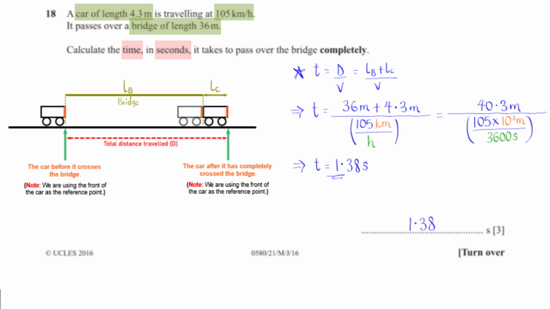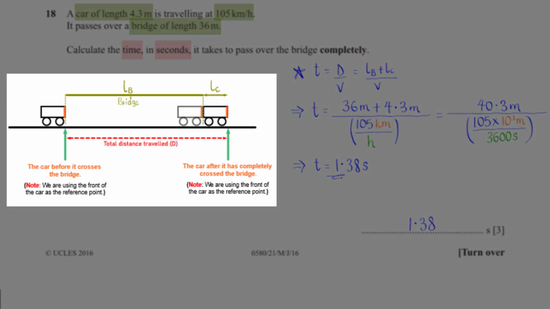So to better explain why this is the case, let's use a diagram. Let's try to visualize what is happening. Let's use the front of the car as a reference point. So this is the car before it crosses the bridge. After the car completely crossed the bridge, the front of the car is now at this new position. So that means that to calculate the total distance traveled by the car, that will now be the length of the bridge plus the length of the car.